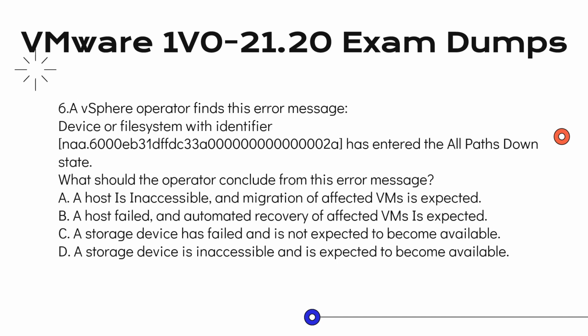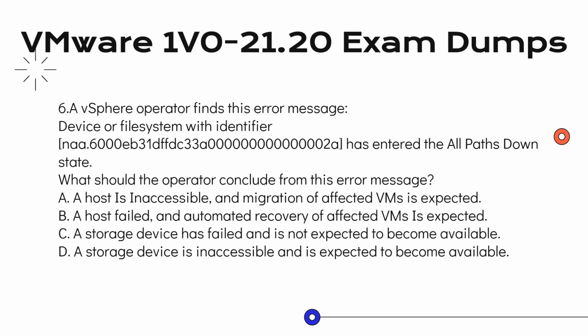6. A vSphere operator finds this error message: Device or file system with identifier naa.6000EB31DFFDC33A0000000000000002A has entered the All Paths Down state.